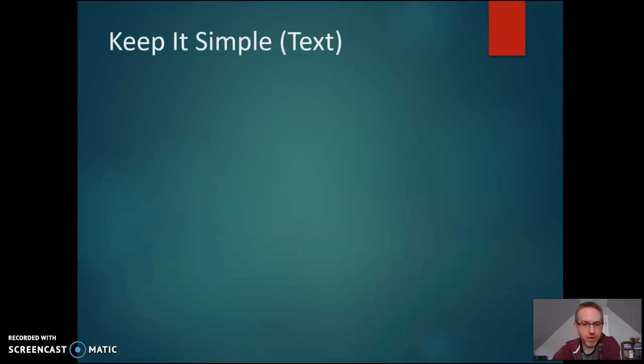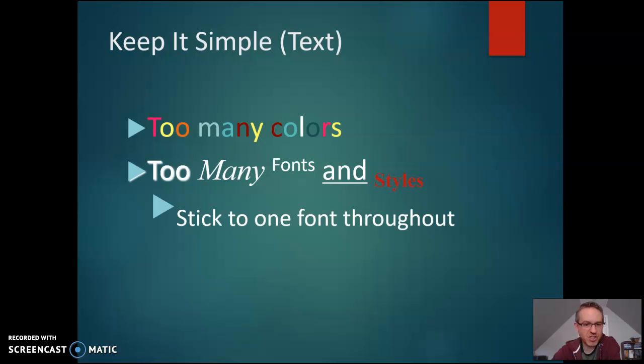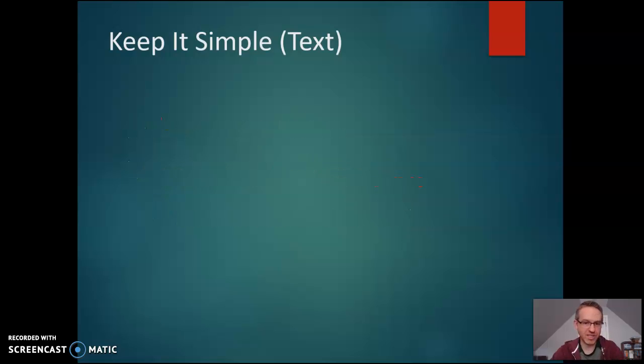You want to keep your PowerPoint presentations very simple. Maybe you like this, maybe it looks pretty, but it's got too many colors. It's very distracting. This has too many fonts and styles. I would say just stick to one font all the way through. I like Calibri, I don't care what you call it. People always have issues. Some people like Arial. Some people like Times New Roman. I suggest you not use that one for PowerPoint, and we'll talk about why in a minute. But for what we do, stick to one font unless you have a really, really good reason.